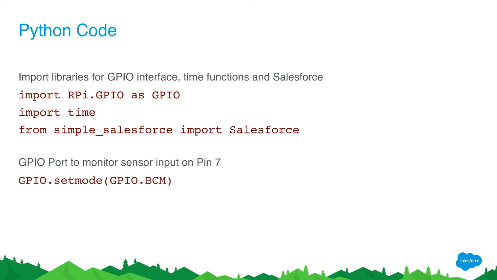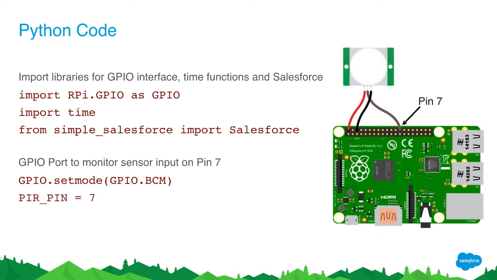We need to do a little bit of setup on the GPIO port. So this first line, this is where we're actually specifying the numbering scheme that we're going to be using. We are using pin number 7, as we had indicated on the previous slide. And the last line is specifically saying we're looking for input on that pin from the PIR sensor.